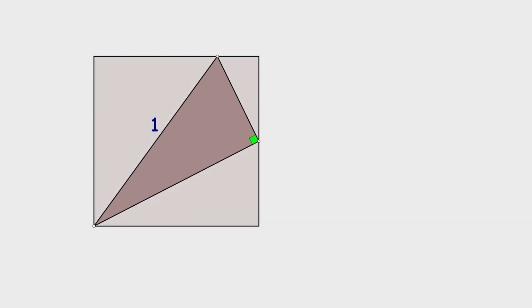Problem description. A right triangle with a hypotenuse of length 1 is inscribed in a square of side A as shown in the figure. The vertex of the right angle is also the midpoint of the square's right side. Find the area of the inscribed triangle.